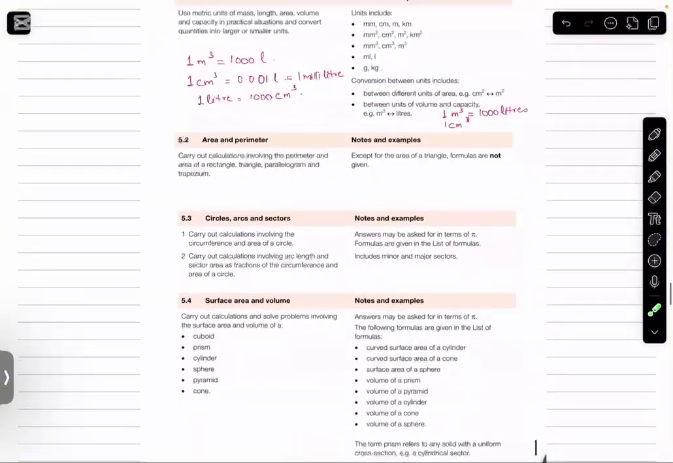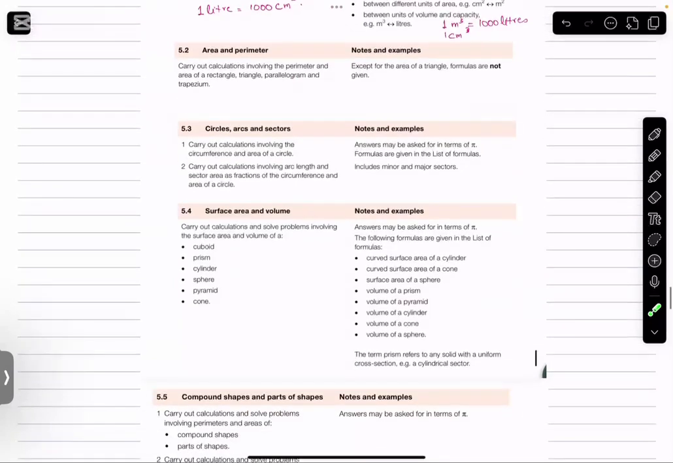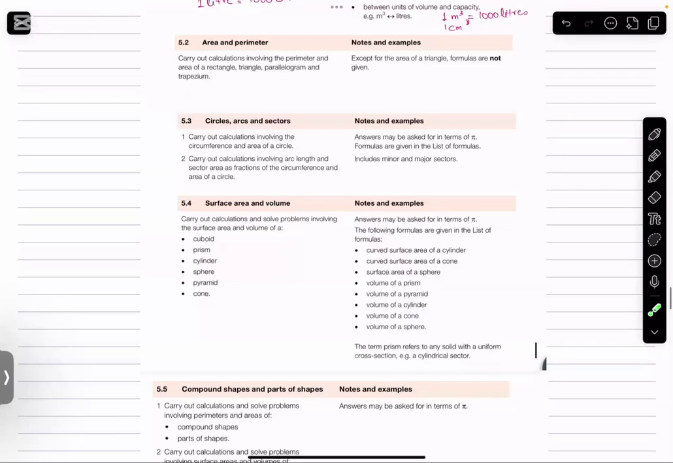And then how we have to find area and perimeter, we have discussed all of them. Surface area and volume we have discussed. Cuboid, prism, cylinder, sphere, pyramids, and then cone. All of these I have discussed. Circles, arcs and sectors we have also discussed.